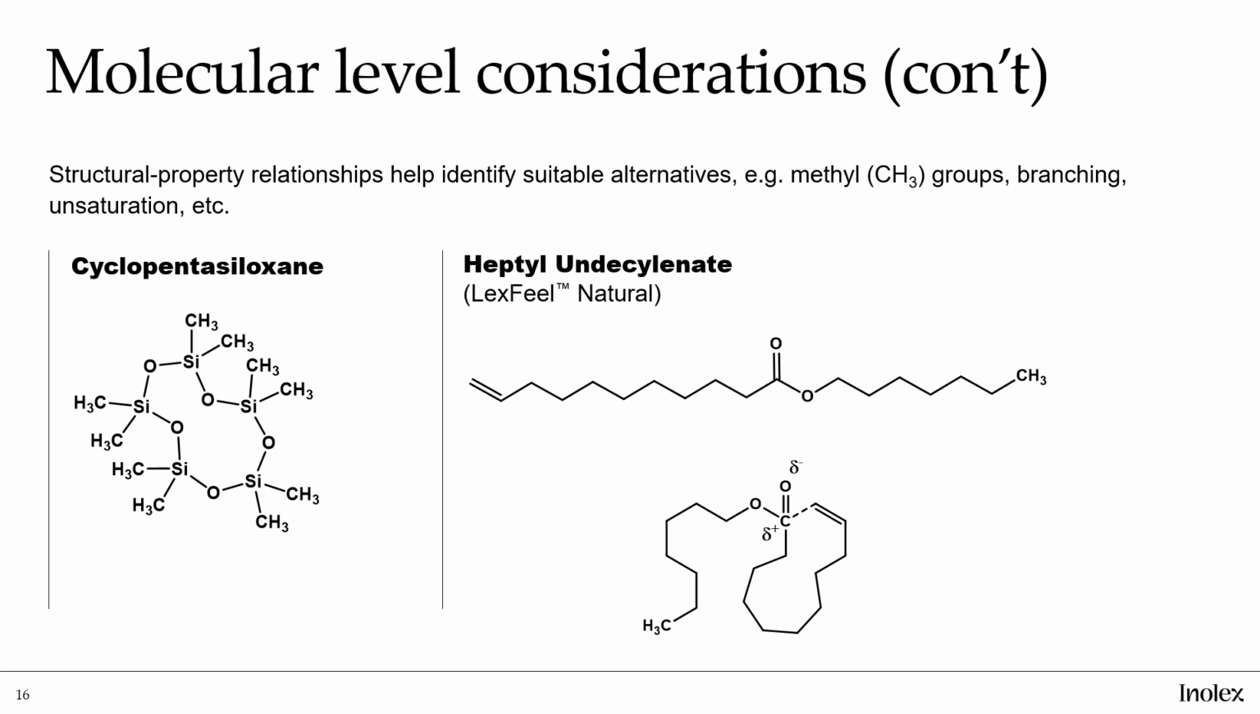Heptyl undecylenate has a terminal alkene group that's very electron-rich, and that electron-rich group can then interact with the electron-deficient carbon of the ester carbonyl and form this quasi-cyclic structure. That in turn presents a lot of aliphatic carbon to whatever surface this is touching, and helps also impart a low surface energy and good spreadability of the heptyl undecylenate fluid.